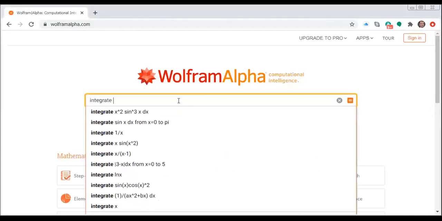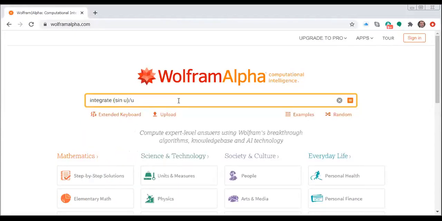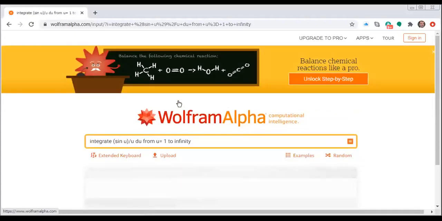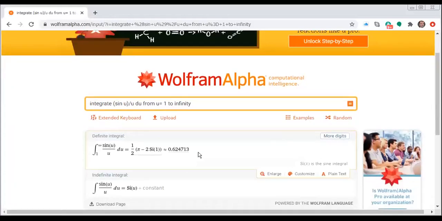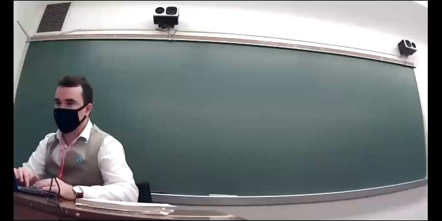So what about integrating sine u over u du from u equals 1 to infinity? It gave me an answer, 1/2 pi minus 2 Si(1). Okay, well, we'll put a pin in that. We'll come back to it, and we'll see if we can get the same answer.